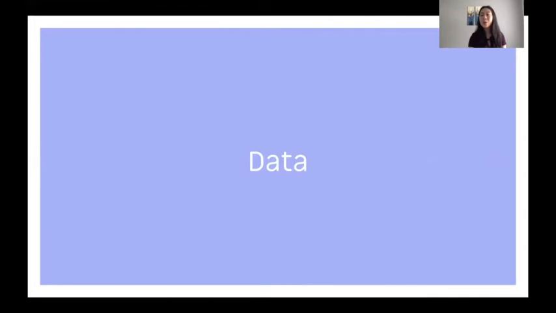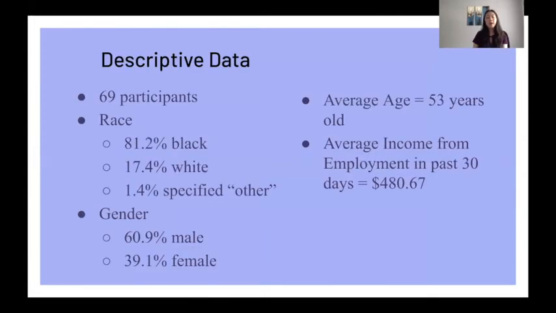But before I show you my correlations, I want to show you a little bit about my actual participants, so the descriptive data. I had 69 participants total who were disproportionately Black, disproportionately male, had an average age of 53 years old, and an average income from employment in the past 30 days of $480.